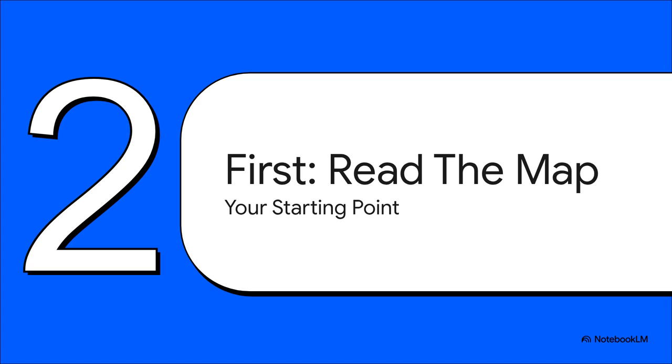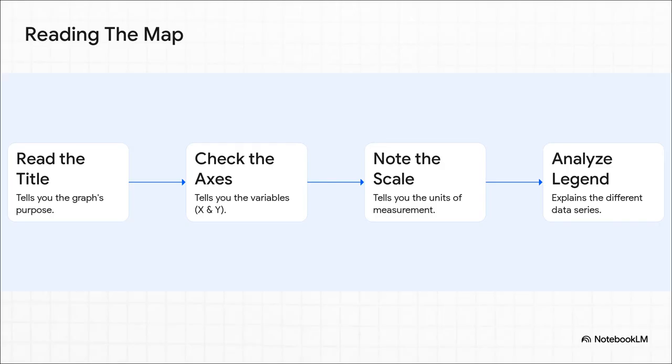For every single graph you see, from here on out, you have to read the map before you do anything else. Seriously, don't even think about the question yet. Think about it, right? Every graph is a map. You wouldn't just parachute into a new city and start running without looking at a map first. So first thing, look at the title. What's this whole thing about? Then check your axes, the X and the Y. What are we actually comparing here?